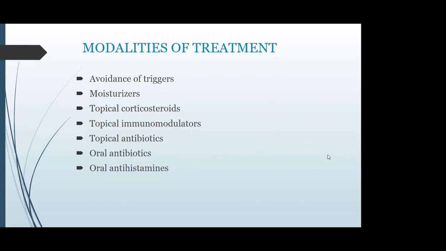Okay, so modalities of treatment essentially is to avoid the triggers that we mentioned, and then minimizing itching and inflammation. We can do this by using topical steroids, steroid creams, moisturizers, and antihistamines. Okay, for the topical immunomodulators, we don't use them for our young children. It's for older children, so I won't really talk about that. For cases where you have superimposed bacterial infections, you might go as far as going for the oral antibiotics or the topical antibiotics. Next slide.